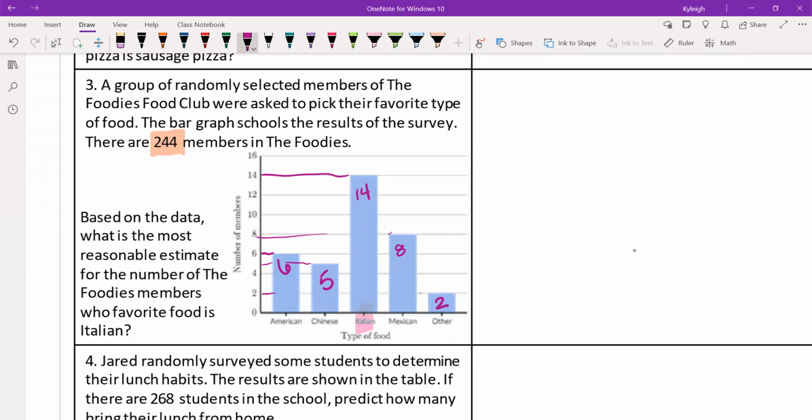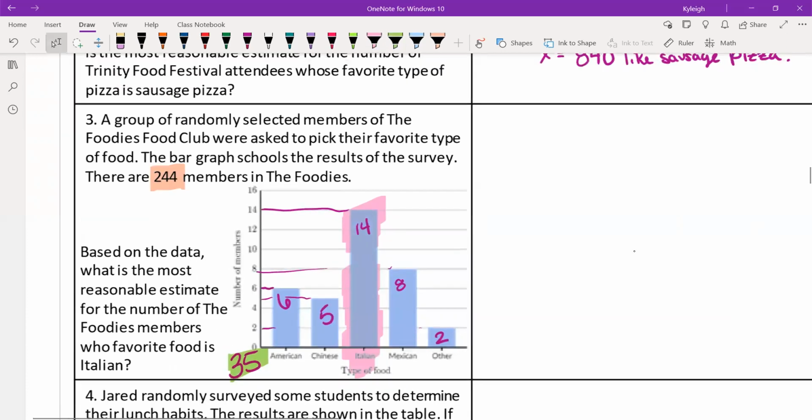So how many total people were surveyed? So figure out what 6 plus 5 plus 14 plus 8 plus 2 is. So altogether, that is 35. So that's our total number of surveyed. And our Italian is how many of those surveyed liked Italian. So now we have enough to write our proportion, right? So we had 14 of 35. We want to know how many there will be out of 244. Okay, and now we cross multiply and solve.